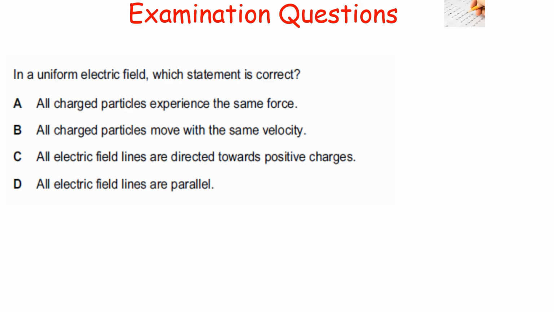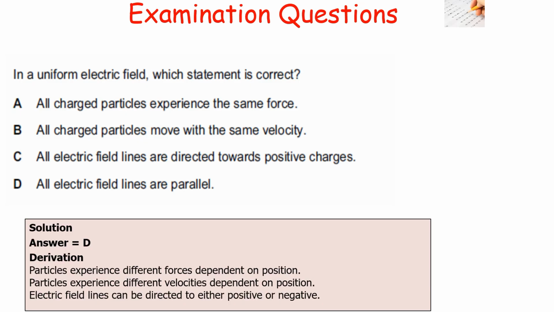Right, again, in this one, it's all about facts that you should learn about electrical fields. So the answer is D, because particles experience different forces due to the electrical field depending on the position in the electrical field. In addition, particles will experience different velocities dependent on position, and their mass will also affect their velocity and their acceleration. And then finally, electrical fields can be directed to either the positive or the negative. So therefore our answer is going to be D, because we know that in a uniform field the field lines must be an equal distance apart, because we've got a uniform field strength, and field strength is a measure of how far apart the field lines are. So our answer is D.